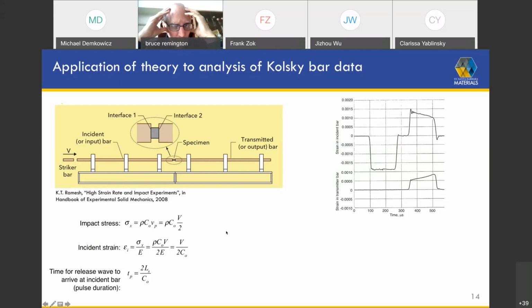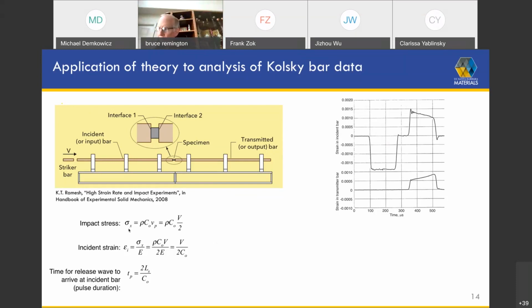By the way, for those of you who do tests of this type, you should be very cognizant of this equation here, because it tells you what stresses you're going to impart on the striker bar. If you put in typical numbers for steels that are used, a rho of about 8,000 kilograms per cubic meter, a wave speed of 5,000 or so, or 5,500 meters per second, and an incident velocity of, say, 50 meters per second, you find that this stress is about 1 gigapascal.